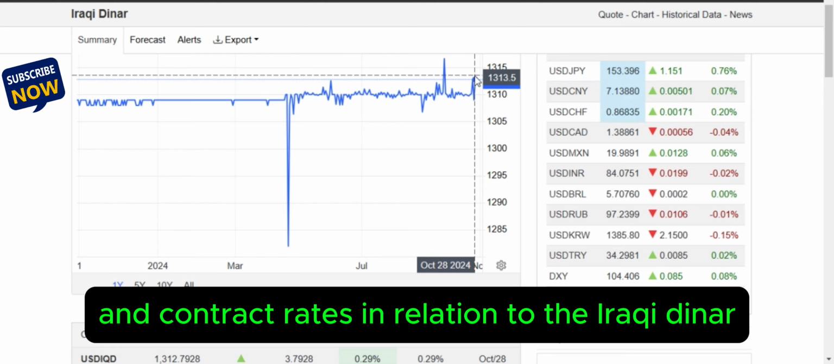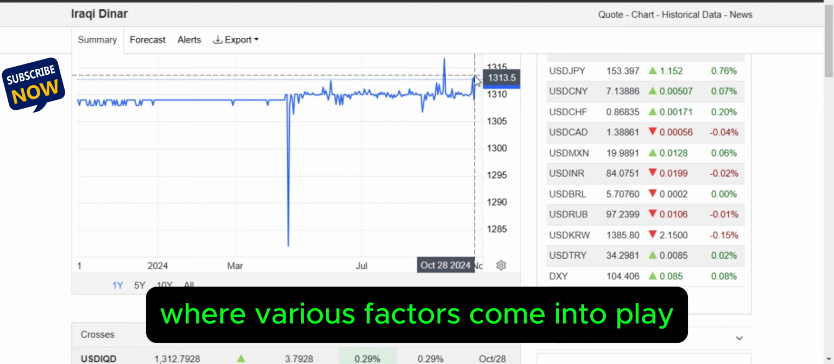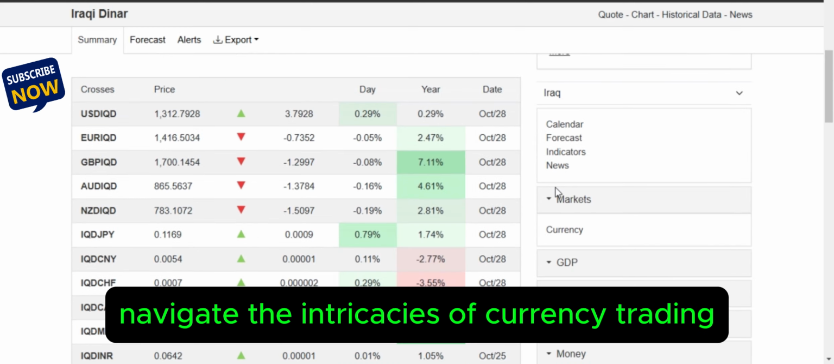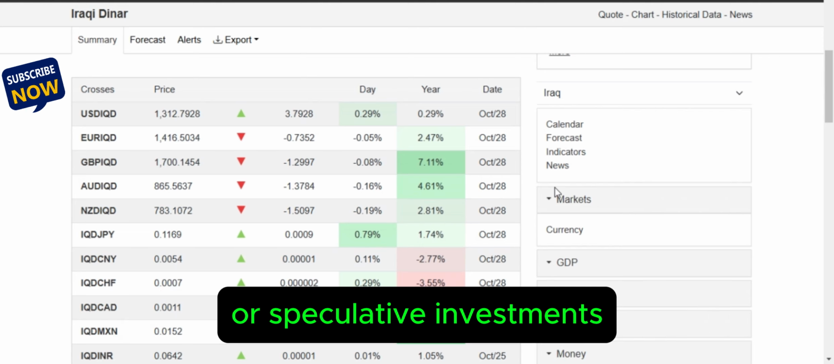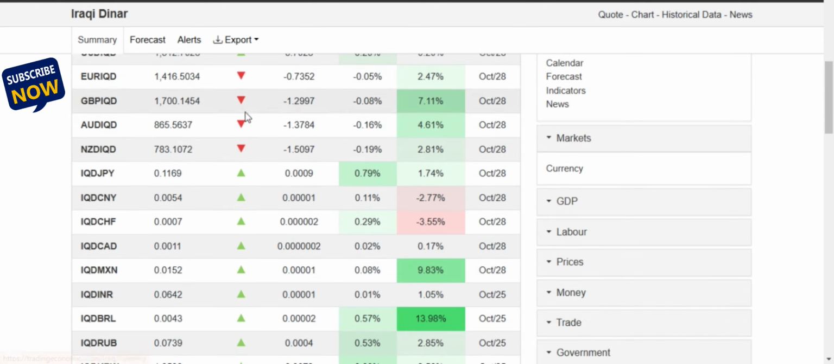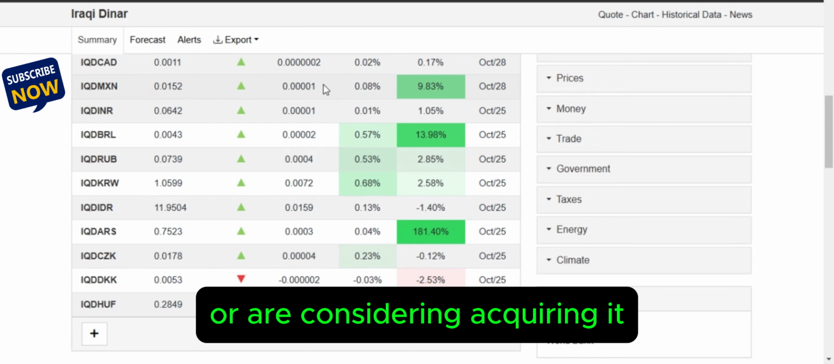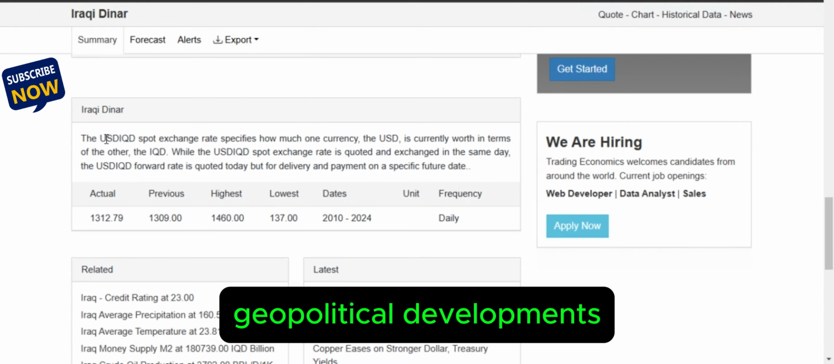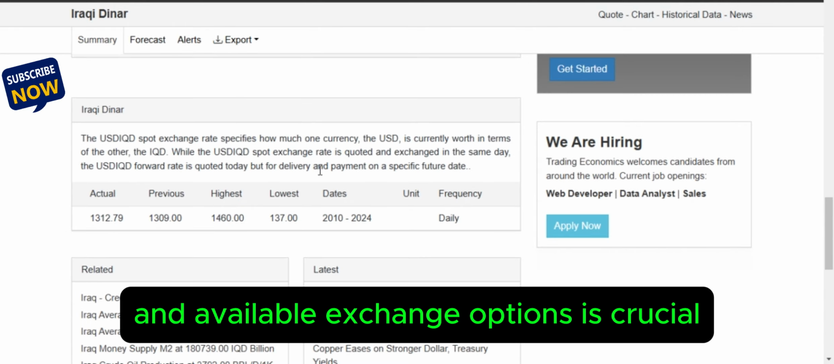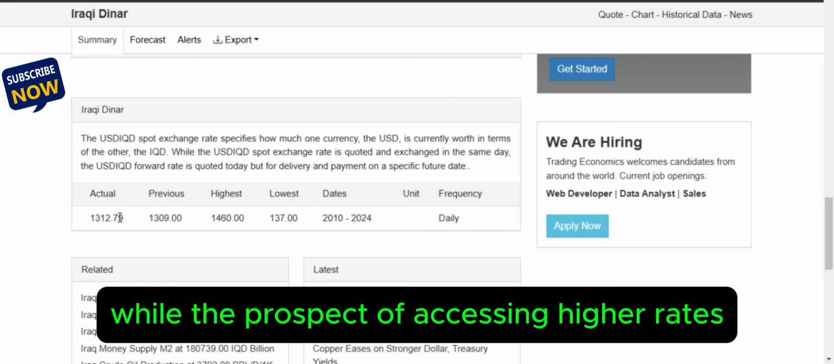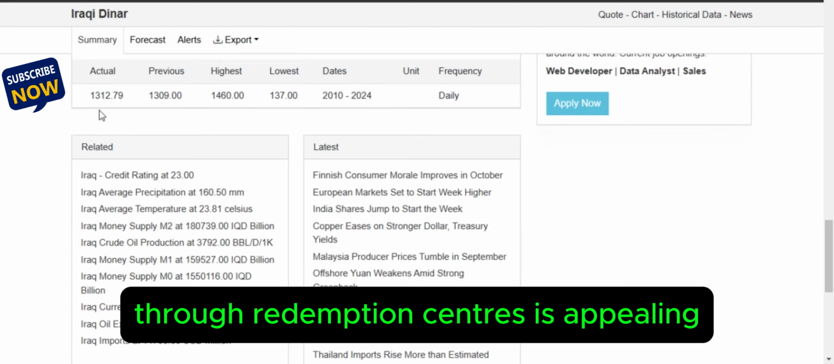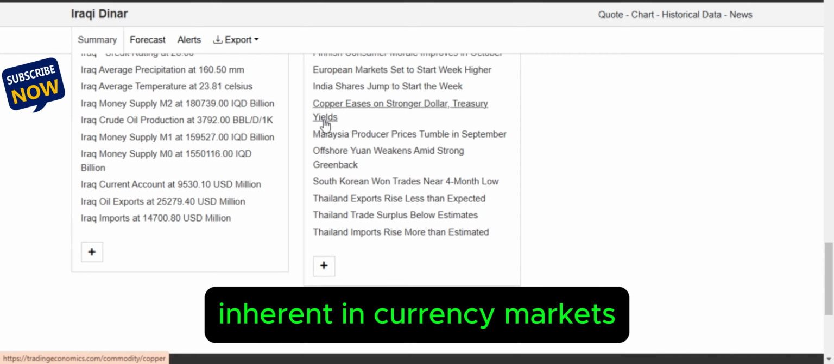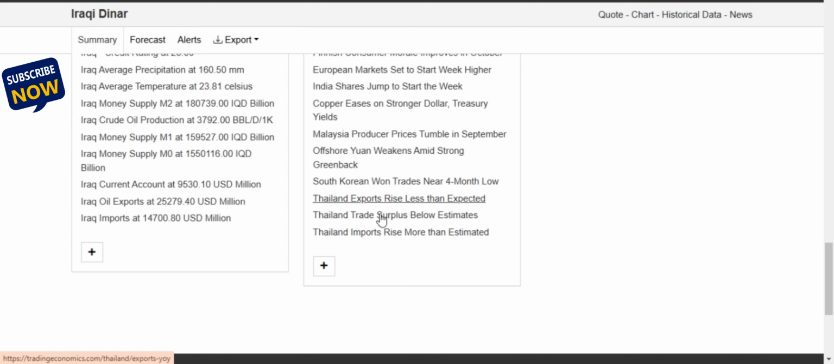relation to the Iraqi dinar reveals a complex landscape where various factors come into play. Understanding these elements can help individuals navigate the intricacies of currency trading or speculative investments. For those who hold the dinar or are considering acquiring it, staying informed about market trends, geopolitical developments, and available exchange options is crucial. While the prospect of accessing higher rates through redemption centers is appealing, one must also recognize the risks and uncertainties inherent in currency markets and speculative activities.